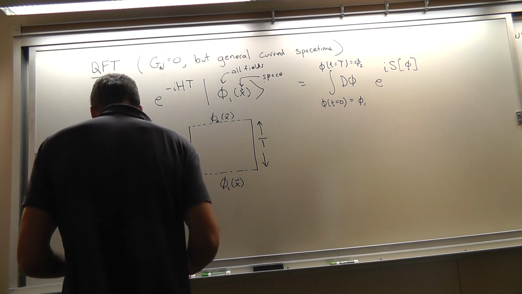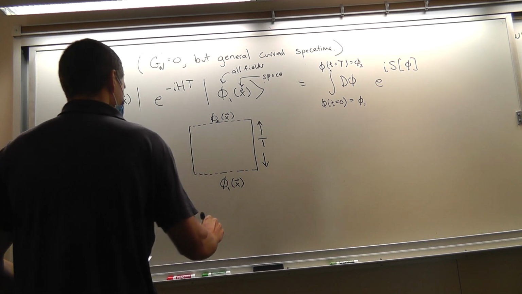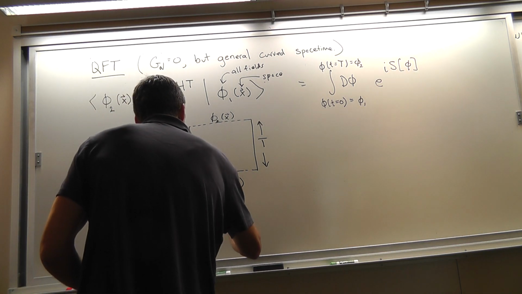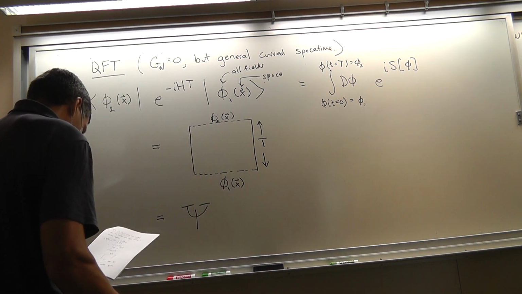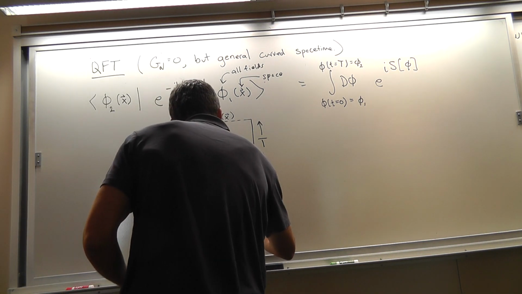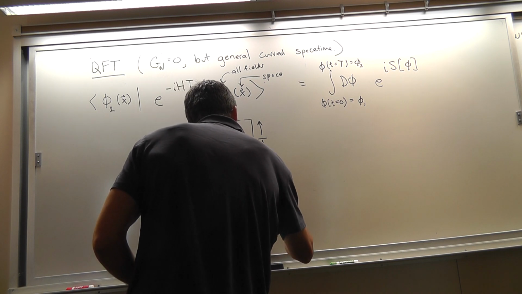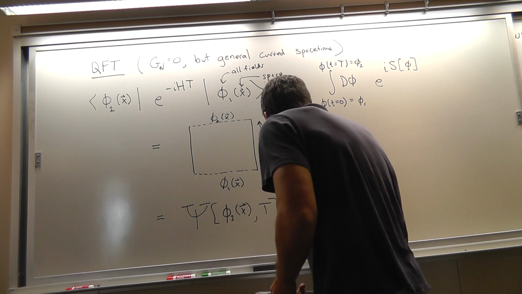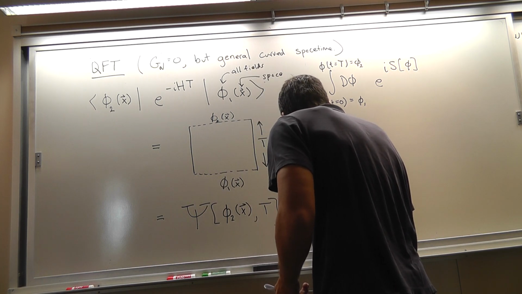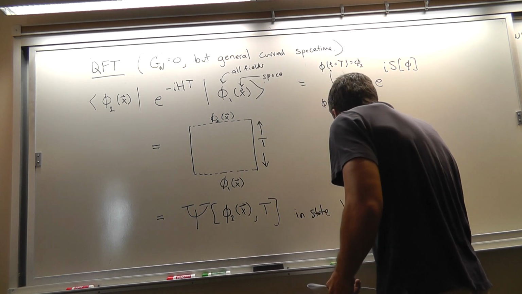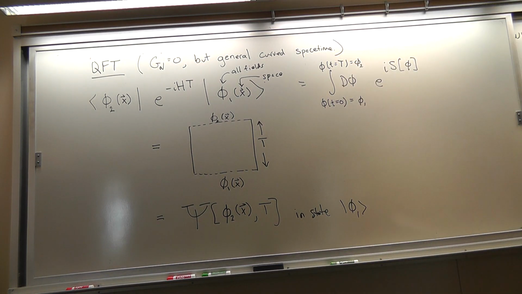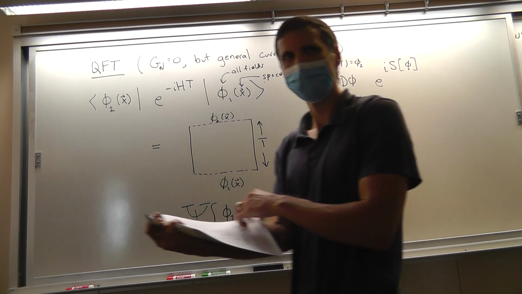We don't usually talk about wave functions very much in quantum field theory, but we can if we feel like it. And just as in quantum mechanics, this is a wave functional psi of phi 2 of x at time t in the state phi 1. This wave functional satisfies the functional Schrödinger equation by construction. Questions so far?